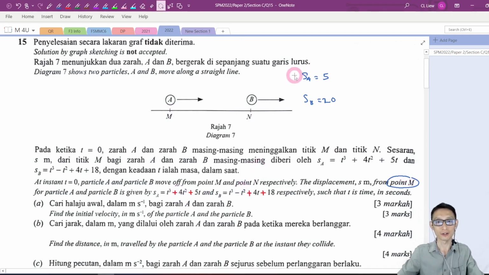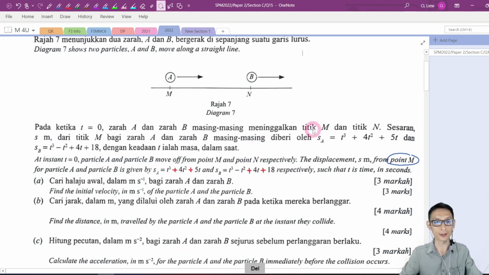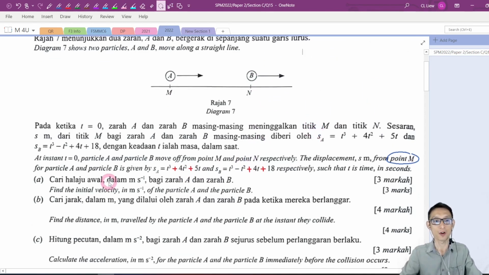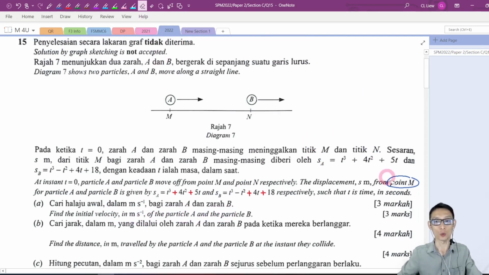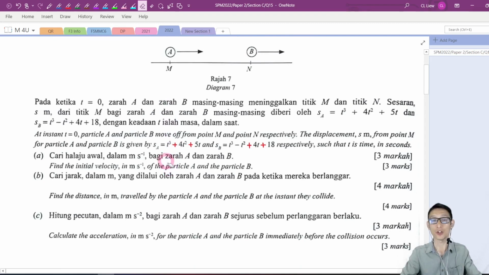Okay, now let's look at the first part. Find the initial velocity in meter per second of the particle A and particle B. So we want to find the initial velocity, means that we need a velocity function, right? So how do we get the velocity function? We differentiate the displacement function.